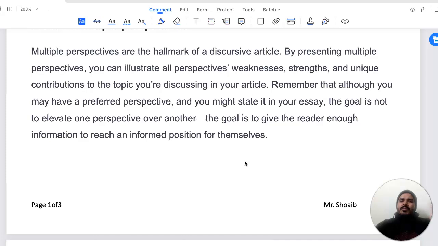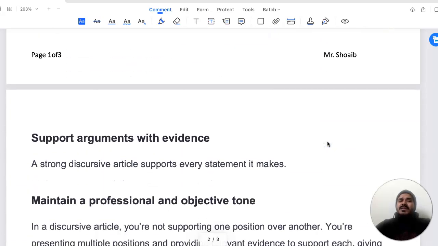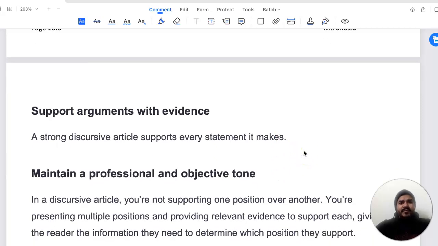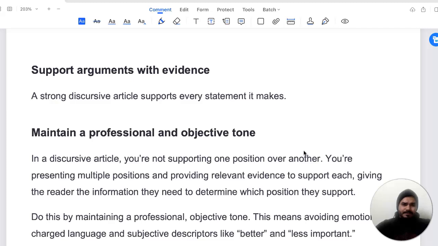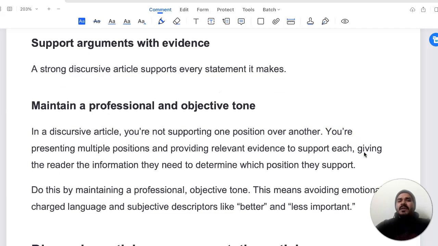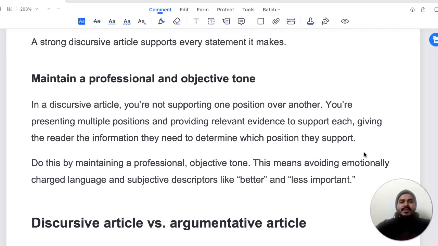So your main goal is to give the reader enough information to reach an informed position for themselves. So let the reader decide which side they will take. Support every argument with evidence and clear backup. Maintain a very professional and objective tone. Objective means you are not biased, you're not taking the side of any argument. Here, you're not supporting one position over another, you're just presenting the multiple sides of the argument.